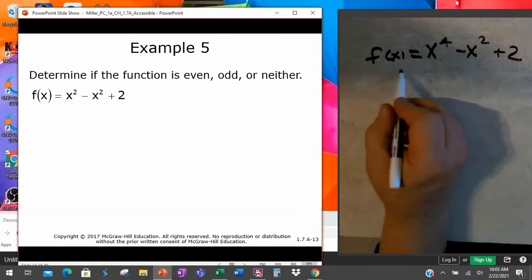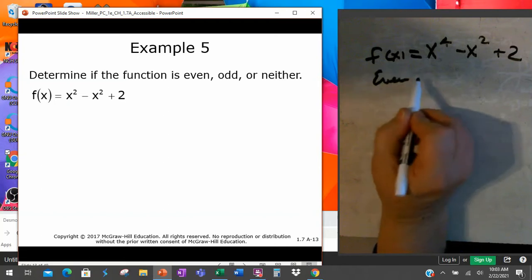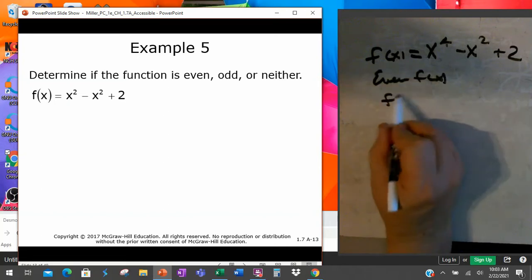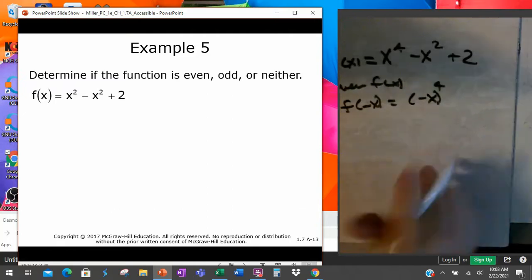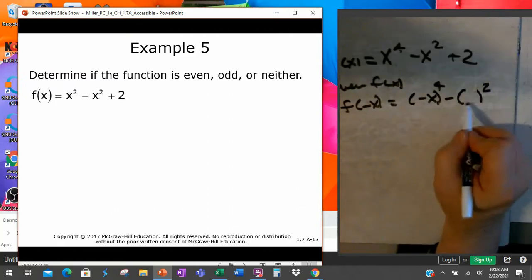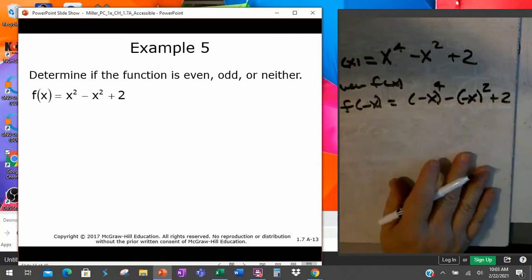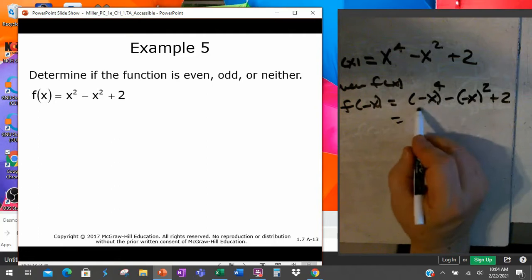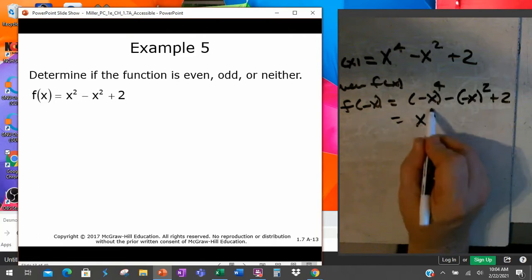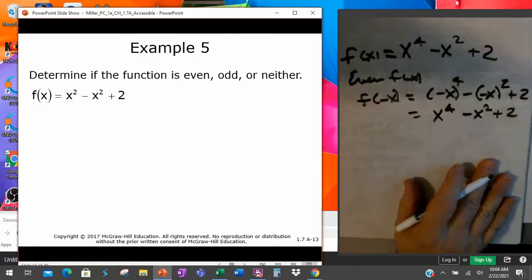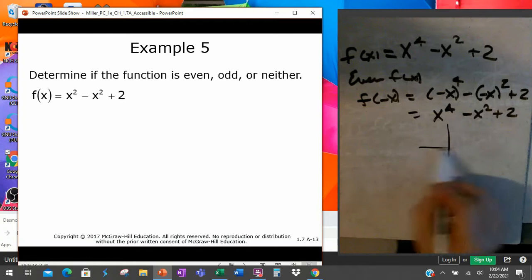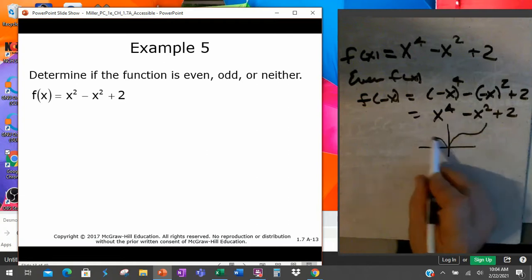So now I'm going to check for even. Is this an even function? All I'm going to do is evaluate f of negative x. Write my parentheses first, and then I write what I need to put in there. This is plus 2. Even, so this is going to be negative 1 to the 4th, the same thing as x to the 4th, minus x squared plus 2. So this is an even function.